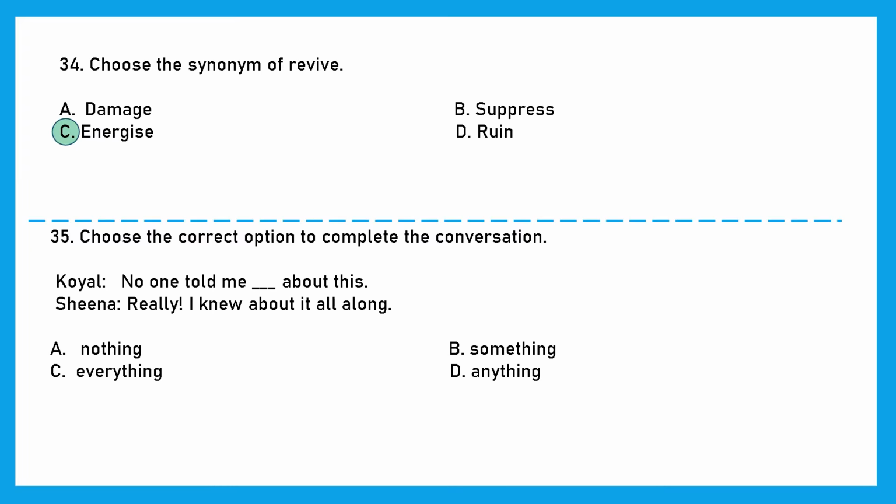Is it nothing, something, everything, or anything? So we will use option D, anything over here. No one told me anything about this should be the right answer. With this, we have successfully completed class 3 IEO, that is English Olympiad 2023 Set A question paper.